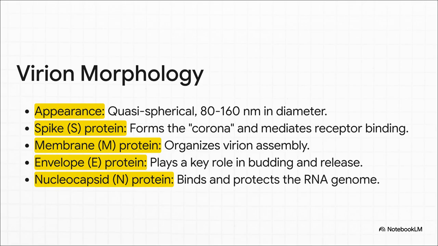So why the name coronavirus? Well, it literally comes from its look under an electron microscope. It has this crown-like appearance, a corona, thanks to those big spike proteins sticking out. And let's be clear, these spikes aren't just for decoration. They are the master keys the virus uses to break into our cells. Everything starts with that spike protein.